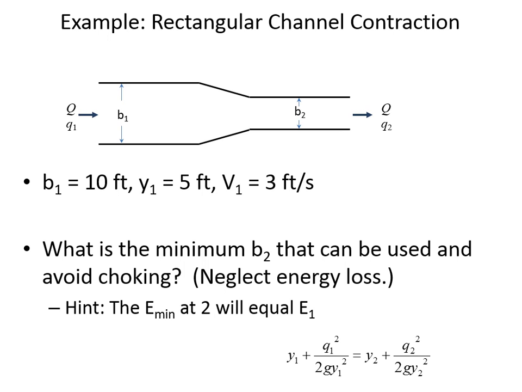So in other words, the area is going to be the critical depth times whatever this width is that we're trying to solve. And so B2 will be the area at 2 divided by the critical depth. And so that'll be 14.28 square feet divided by the critical depth of 3.427 feet. 4.17 feet is the narrowest we can go. And any narrower than this, and the flow will choke.